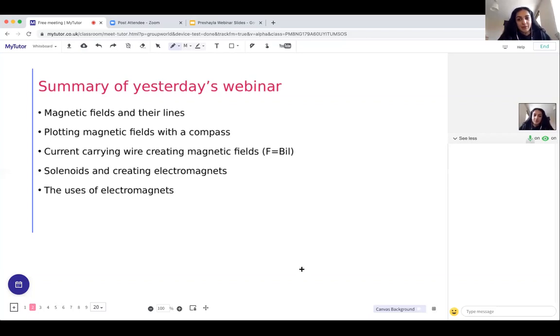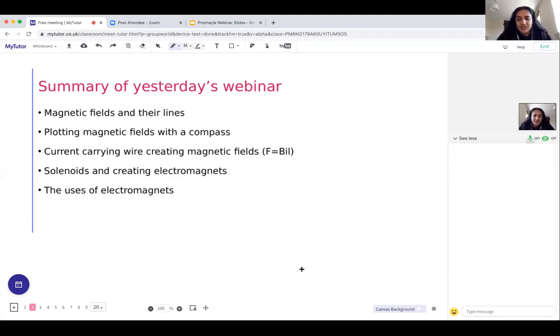Then we went on to talk about F equals BIL, which we're going to cover a little bit more today in a little bit more depth, but basically what that means is the force on a conductor equals the magnetic flux density times current times length. Then we went on to talk about solenoids. So a solenoid is just a coil of wire, but then creating an electromagnet from a solenoid by putting an iron core in the middle of it in the form of a nail or some other type of iron core.